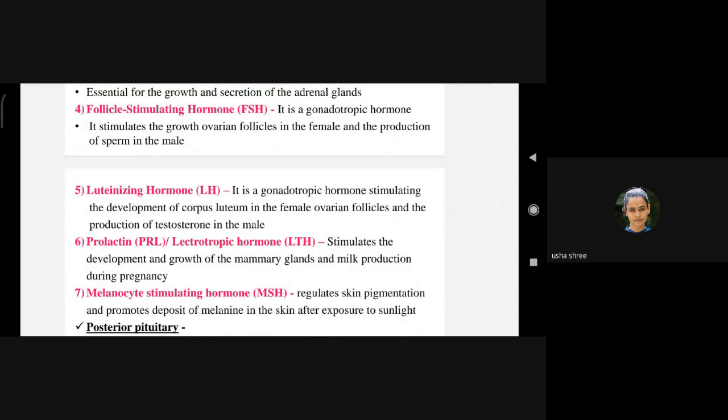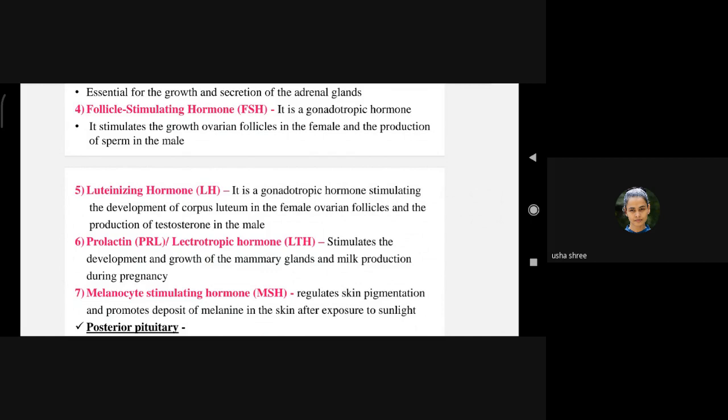Next is luteinizing hormone. It is gonadotropic hormone stimulating the development of corpus luteum in female ovarian follicles and production of testosterone in male.